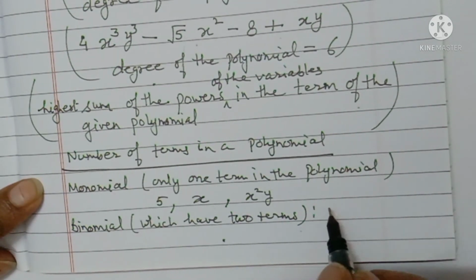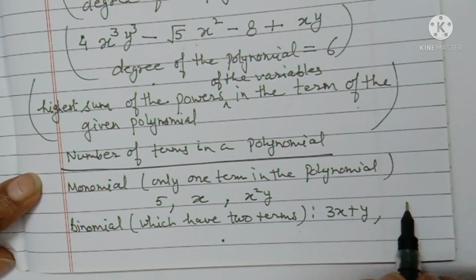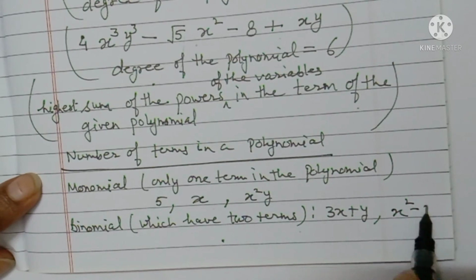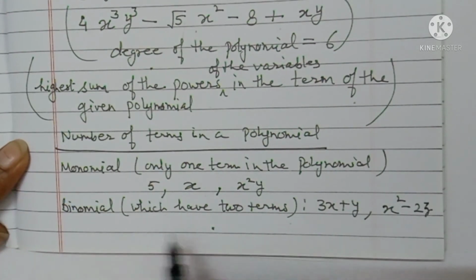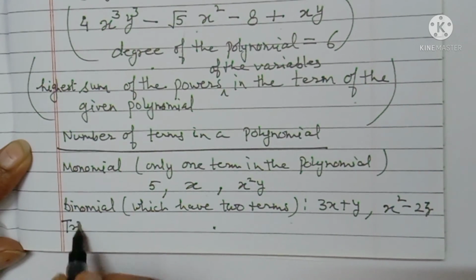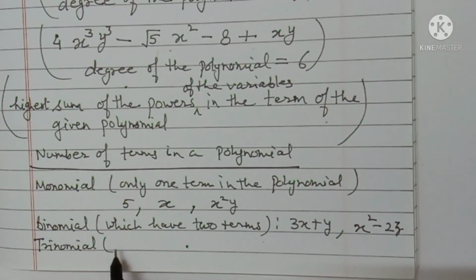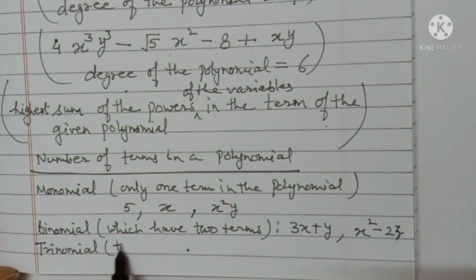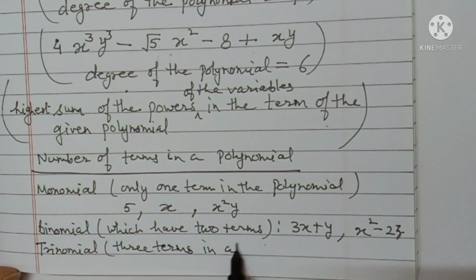Examples of binomials: suppose 3x plus y. You can make other examples yourself, such as x square minus 2z. Now the third one is the trinomial, in which three terms are involved. Trinomial means three terms in a polynomial.